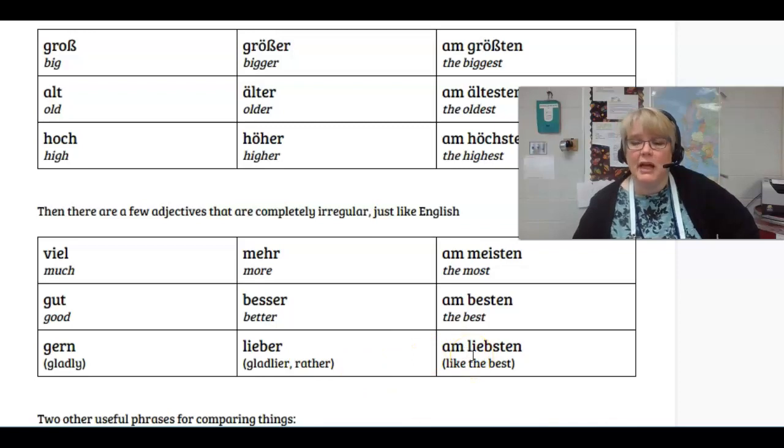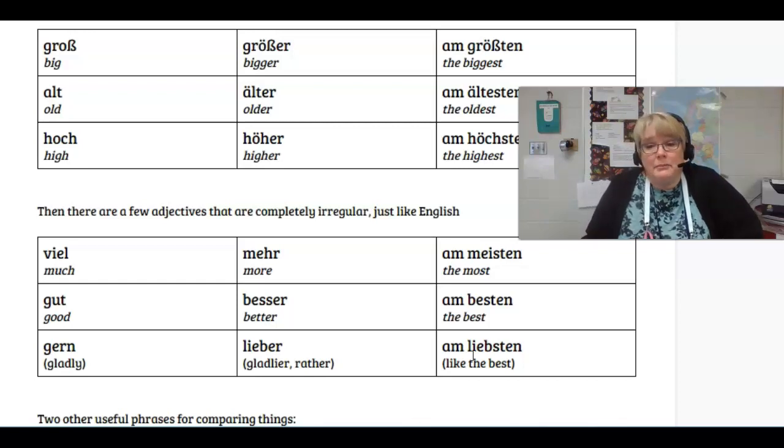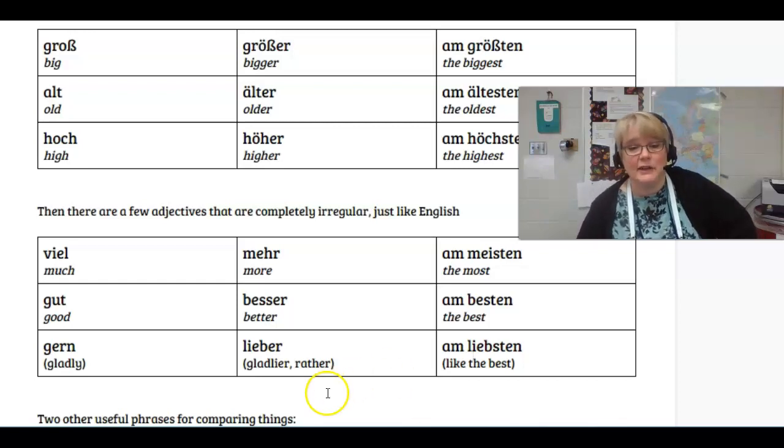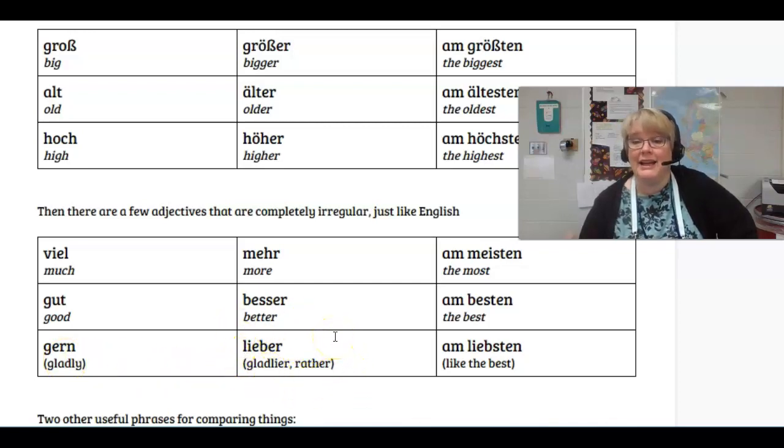And then the thing that you like the best, am liebsten. The gladliest I do this. Am liebsten. I like it better than anything else. So maybe if we were talking about playing sports, we might say, Ich spiele Fußball gern. I like to play it. I play it gladly. Ich spiele Basketball lieber. I'd rather play basketball. Ich spiele Basketball lieber als Fußball. I prefer it to this other thing.